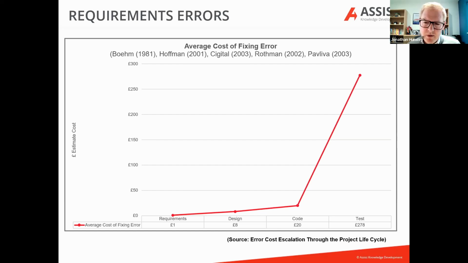So one of the kind of value propositions of the business analyst is to prevent errors within the software or change delivery lifecycle that are needless. And I'll show you later on the requirements engineering and management framework, which allows us to help to pick up on some of these errors and prevent them downstream.